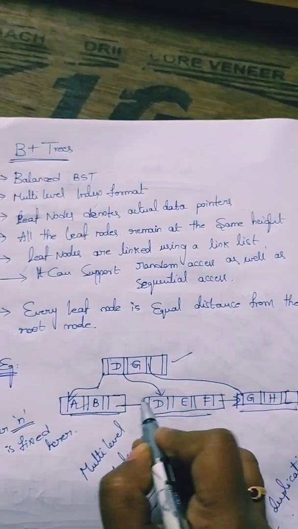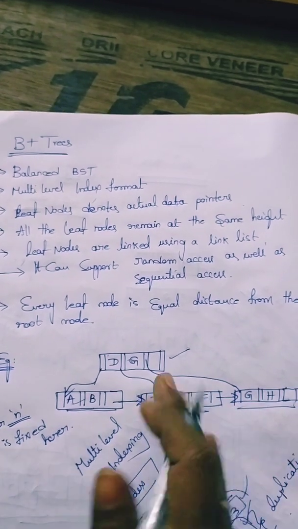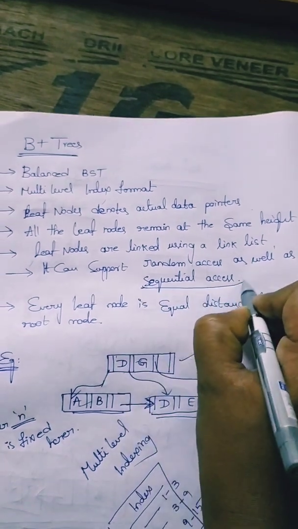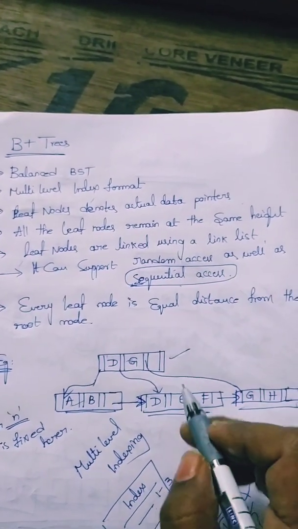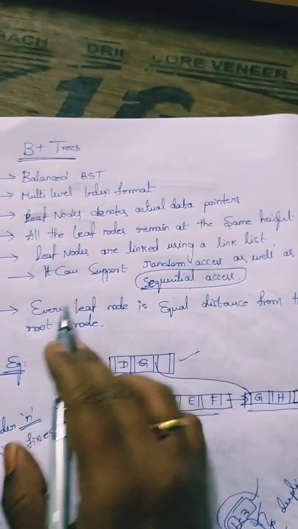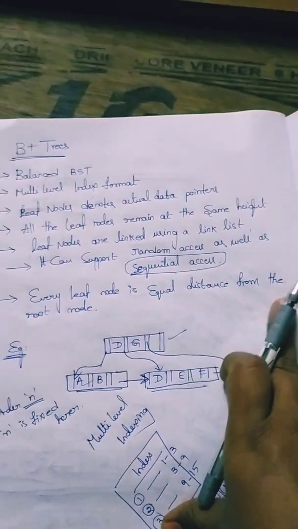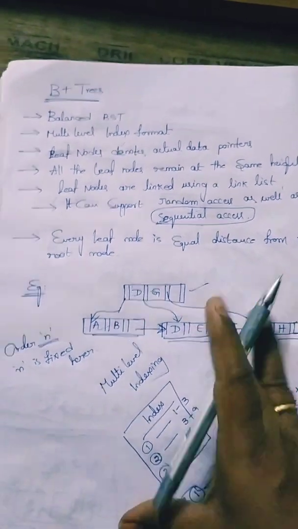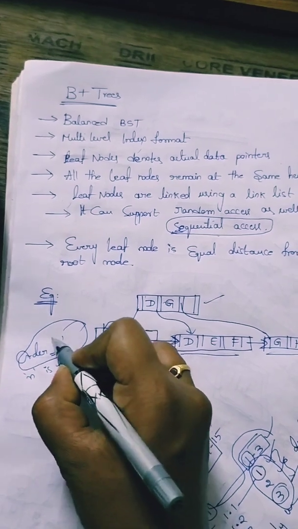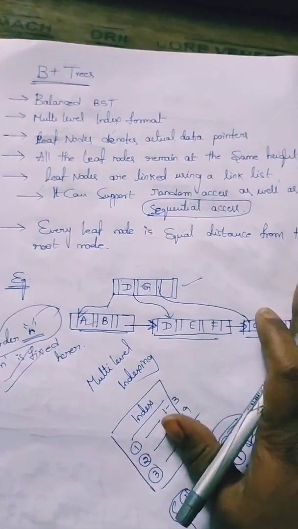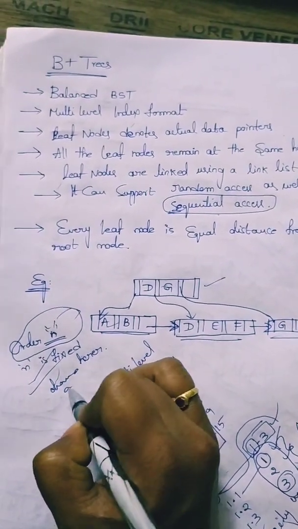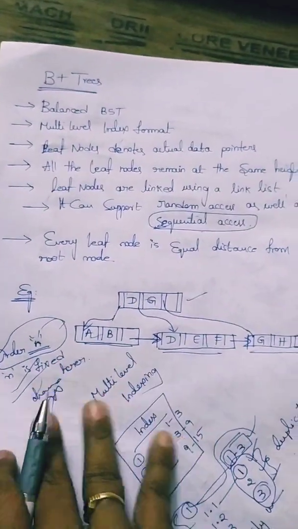It can support random access as well as sequential access. Why? Because it is linked. If it is not linked, we have to follow sequential access only. This is linked, so we can randomly access through these links. So every leaf node is equal distance from the root node. Here the order is fixed. If we take the order as n, then it is fixed, there is no change in order.